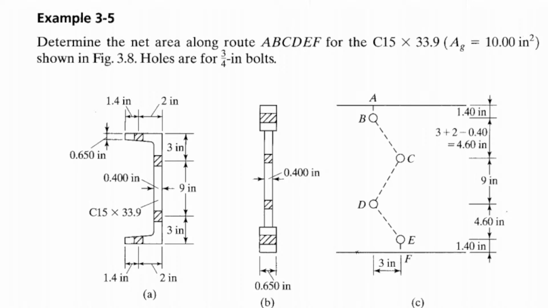So, what is your assignment? Your assignment is to find out the computation for the other paths. This problem is only for path A, B, C, D, E, F. So in your comment on this video, tell me what are the net areas for the other 3 possible paths.